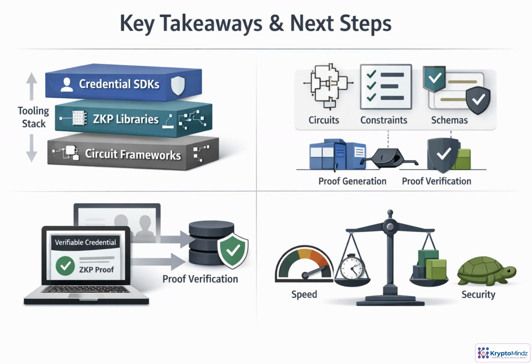You now have the practical map. Choose tooling at the right layer, and define proofs through circuits, schemas, predicates, and policies. Then connect proof generation with holders and verification with services. In production, balance speed, cost, usability, and security. Next, we turn this into stronger threat models and best practices.